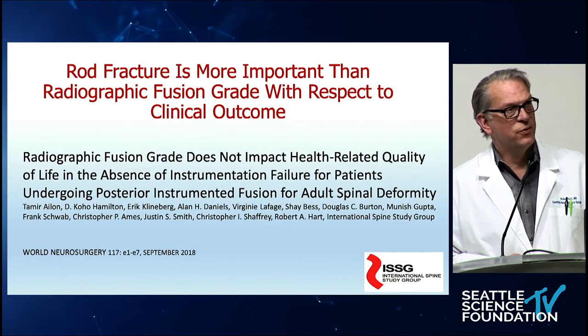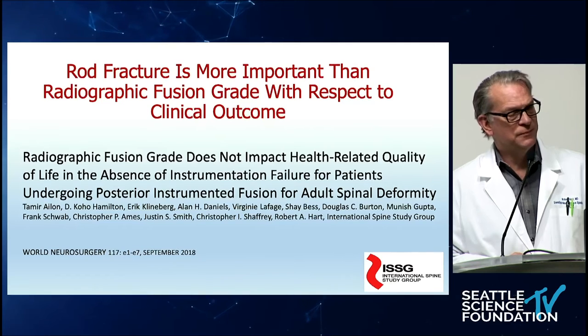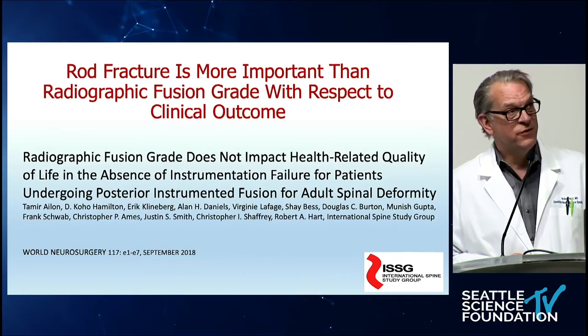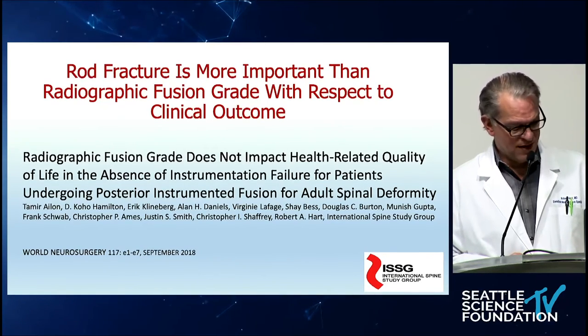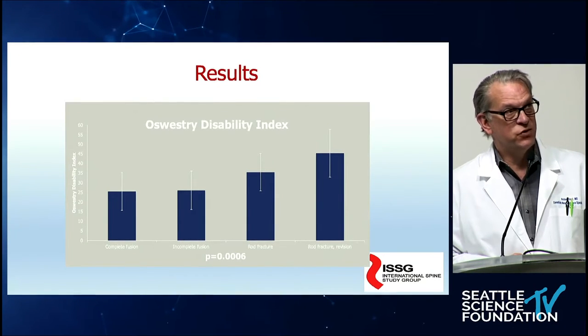We did a study through ISSG with Alan Daniels and Tamer Elan from Vancouver, looking at the differences between grading fusion grade versus grading rod fracture. So rod fracture is obvious when it happens radiographically. Fusion grade is very subjective, and we for years have tried to apply fusion assessments. And what we found is that just looking at the fusion mass, the two bars on the left are about equal in terms of clinical outcome indices.